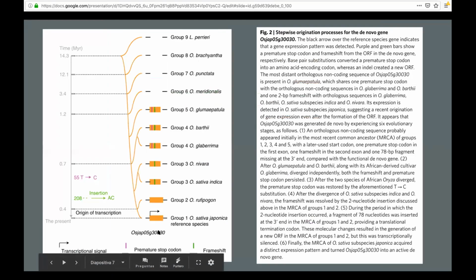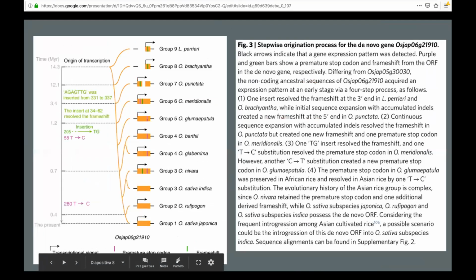And these are some of the examples of how they managed to do it per gene. Down here is the specific gene they were studying, and these are the different species. As we can see here, the actual origin of transcription does not happen until the last subgroup of this species, which is the O. sativa japonica. However, if you compare this gene to this one, the origin of transcription happens all the way since the first 14.3 million years ago with the first species that diverged. So we can see that each gene has a different process by which it diverged.